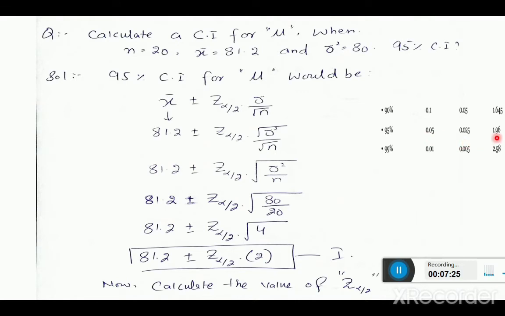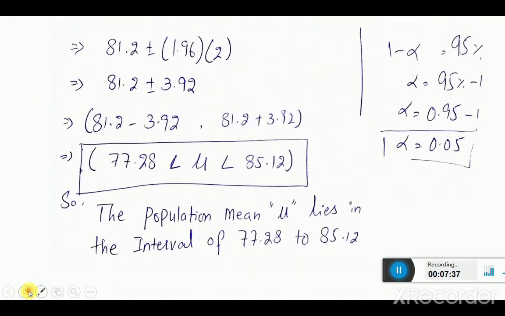Now 81.2 plus minus 1.96 into 2. Put in the equation 81.2 plus minus 1.96 times 2. 2 multiplied by 1.96, you will get 3.92. What does it mean?